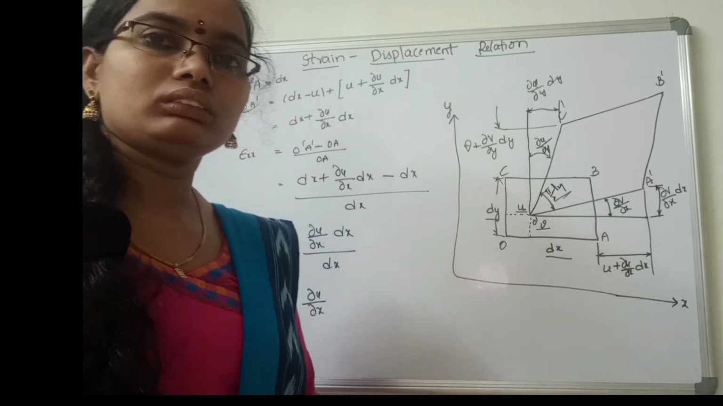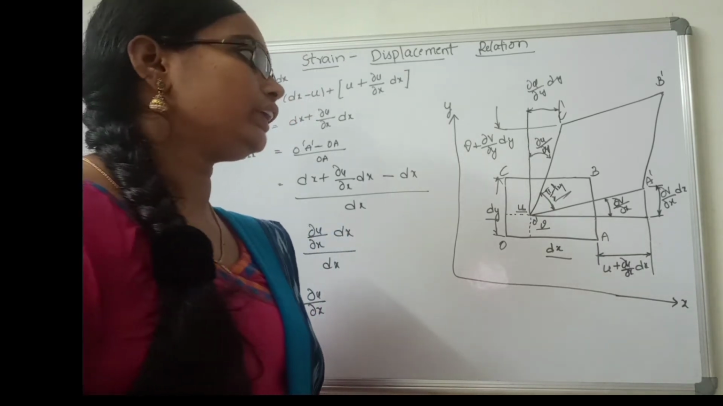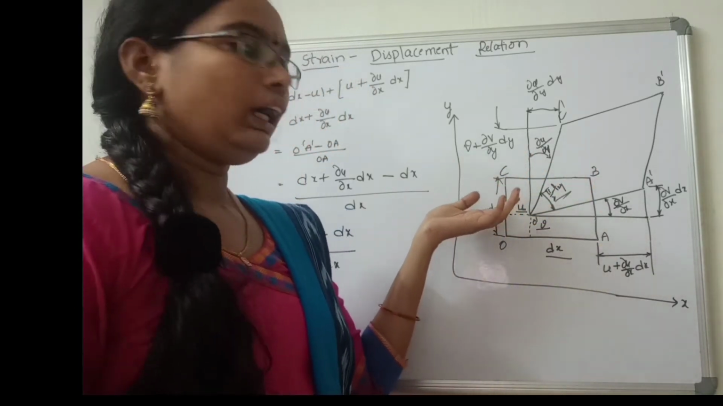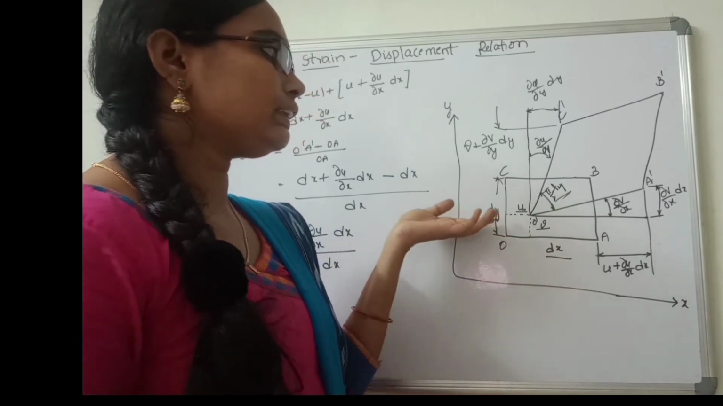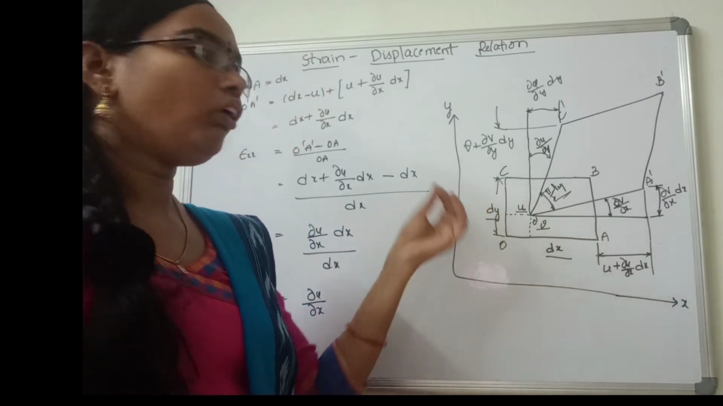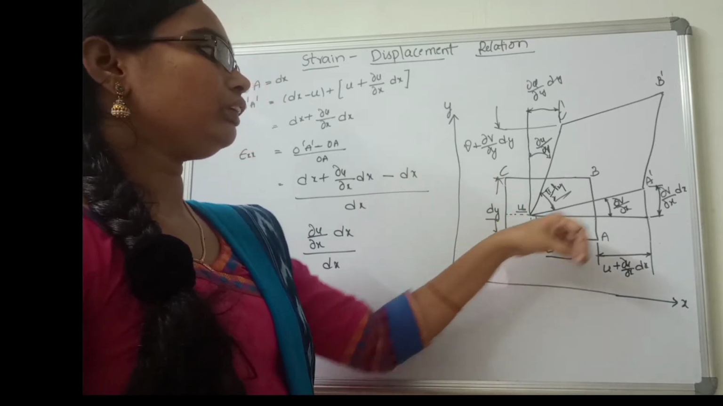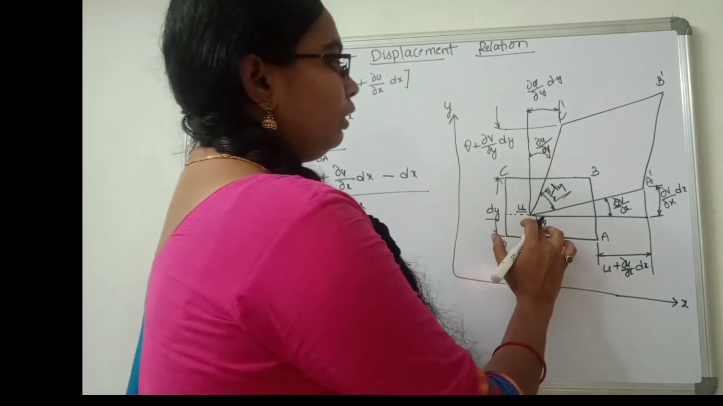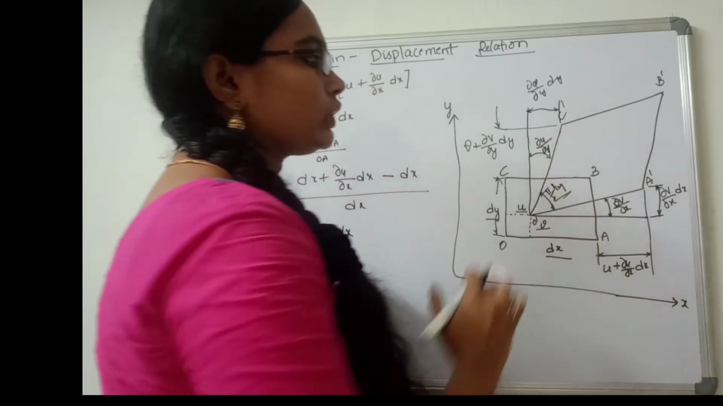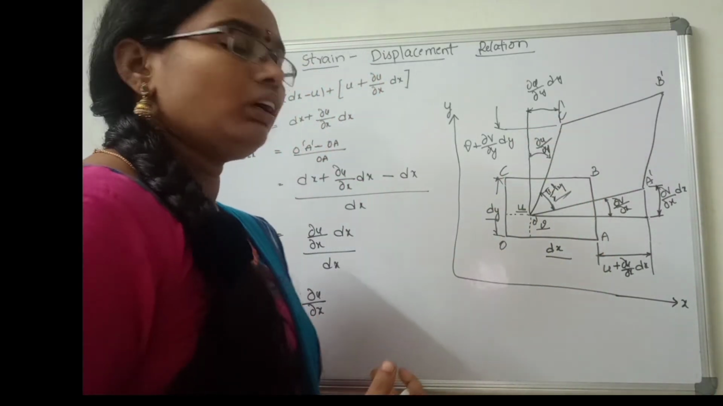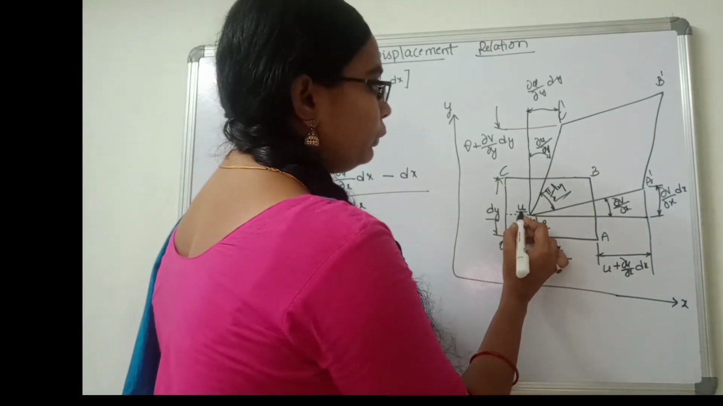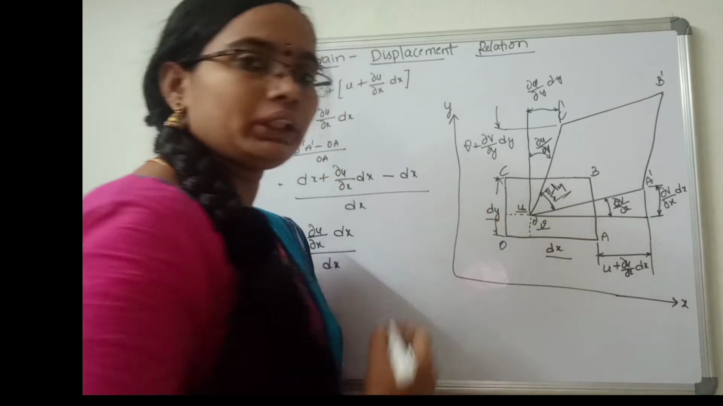In the strain displacement relation, coming to the derivation point of view, we have to consider a small plate OABC, having length dx and height dy. Whenever the load is acting on the element, it will take some deformation and the changed dimensions are O dash, A dash, B dash, C dash. Coming to this diagram, whatever deformation is obtained along x direction is u, and along y direction the deformation is v.